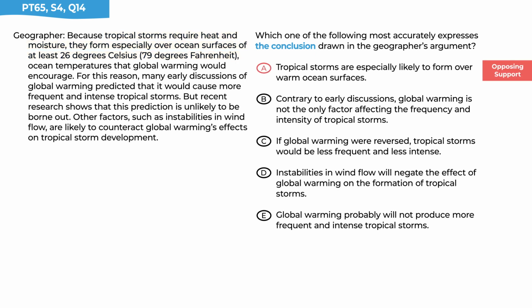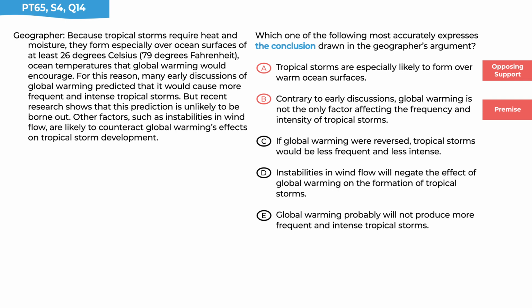Answer choice B says that contrary to early discussions, global warming is not the only factor affecting the frequency and intensity of tropical storms. We get that. Other factors, such as instabilities in wind flow, are likely to counteract global warming effects on tropical storm development. This is an idea that's true, but again, it's not the main point. It's sitting in the evidence of this argument. Let's get rid of it. It's a premise.